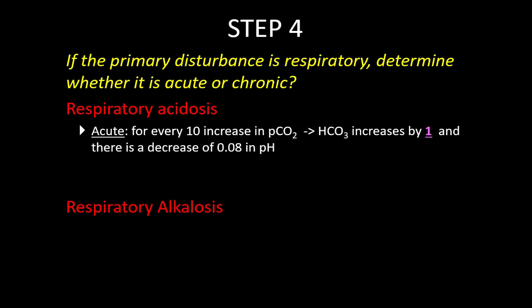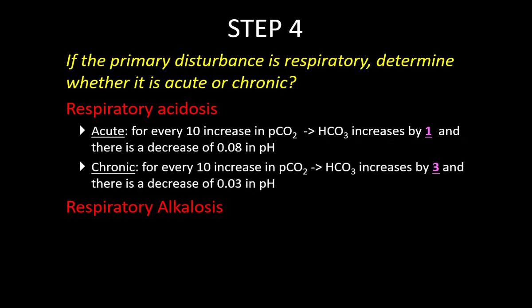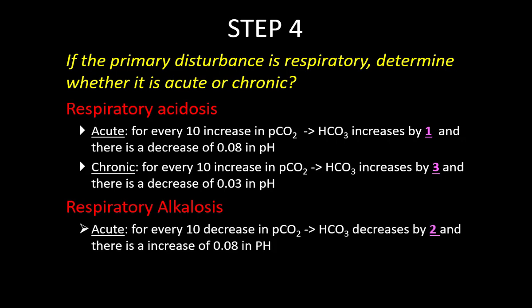So respiratory acidosis, acute: for every 10 increase in the PCO2, bicarb will increase by 1 and there is a decrease of 0.08 in pH. So if PCO2 is 50, the bicarb should increase by 1 and the pH should decrease by 0.08. In chronic, for every 10 increase in the PCO2, bicarb increases by 3 and there is a decrease of 0.03 in pH. What happens in respiratory alkalosis?